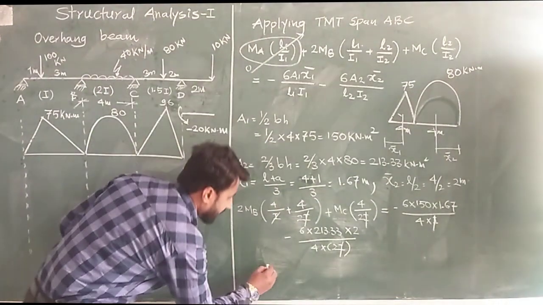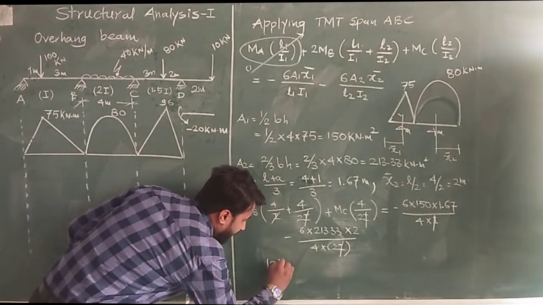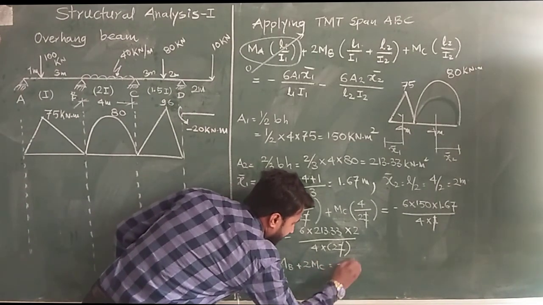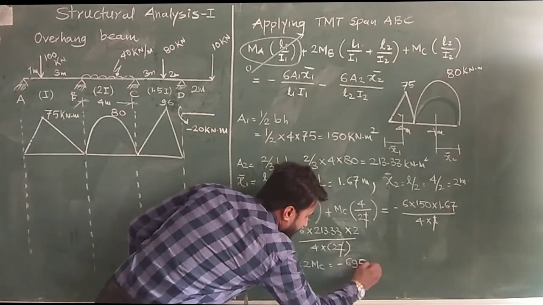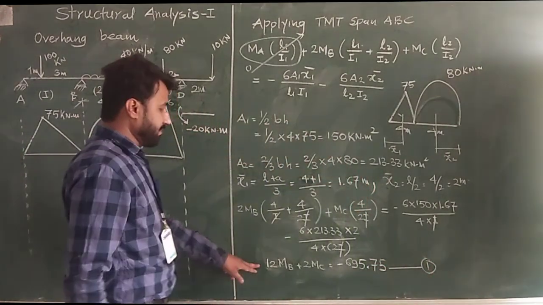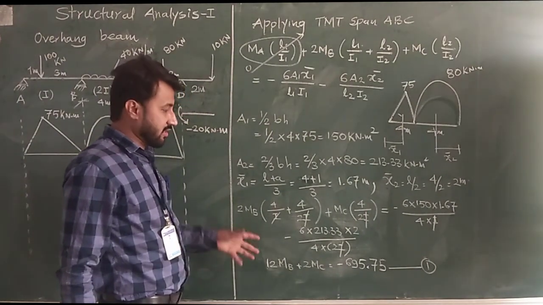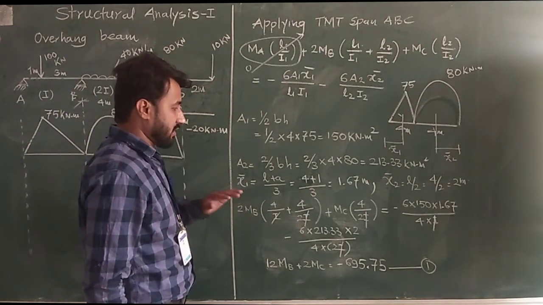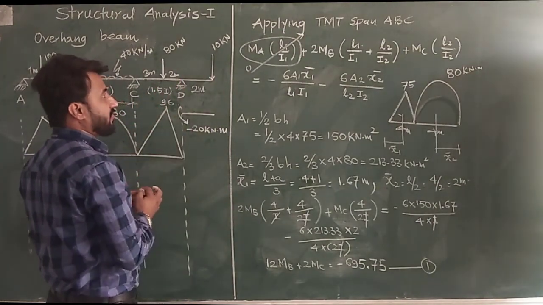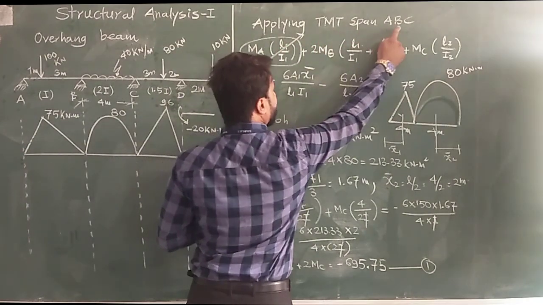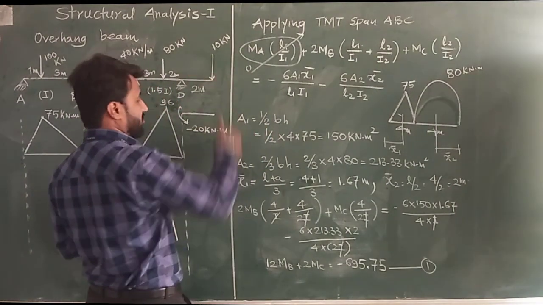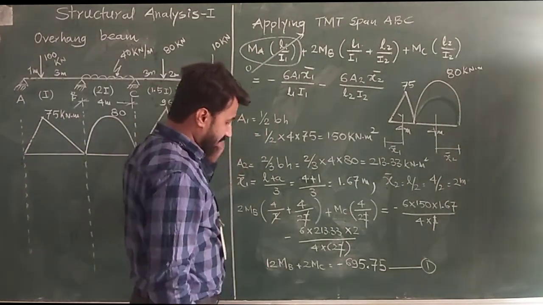Okay. So the equation will be 12 MB plus 2 MC is equal to minus 695.75. So this is equation number 1. This is the same thing which we have calculated in the previous class. What is the addition here? This is the overhang portion. So this calculation will reflect when we apply the three moment theorem for the span BCD. Okay. So at the moment of MD we have to put this minus 20 kN/meter. So only the change will be over there.